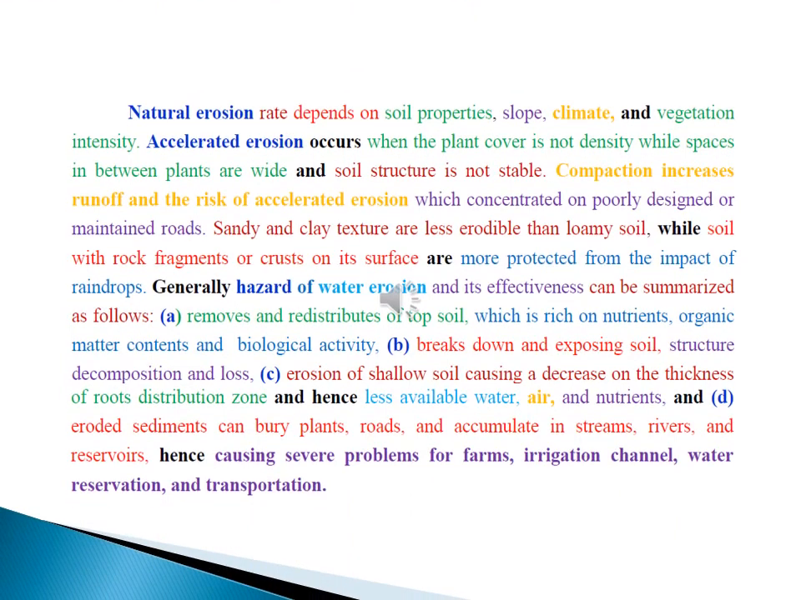My dear, the natural erosion rate depends on soil properties, slope, climate, and vegetation intensity. Accelerated erosion occurs when the plant cover is not dense, while spaces between plants are wide and soil structure is not stable. Generally, the hazards of water erosion can be summarized as removal and redistribution of topsoil, breaking down and exposing soil, and erosion of shallow soil.